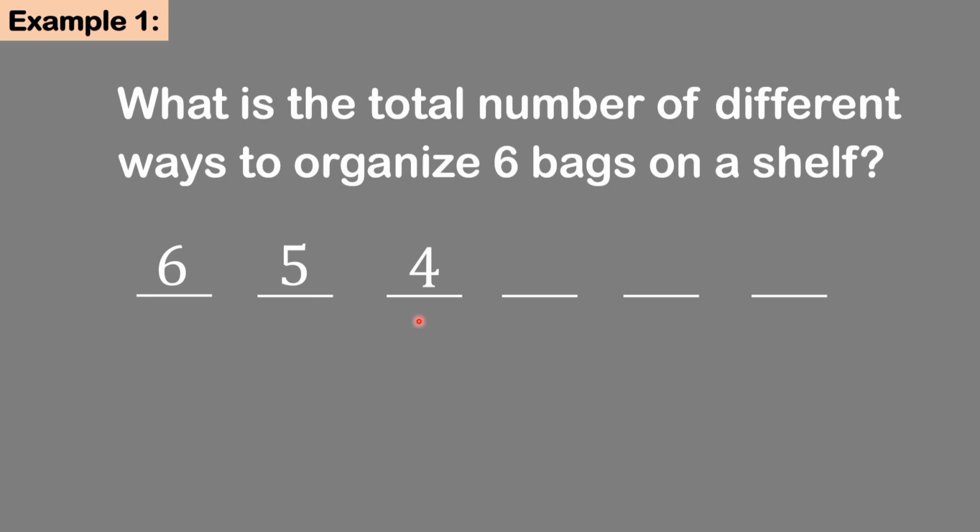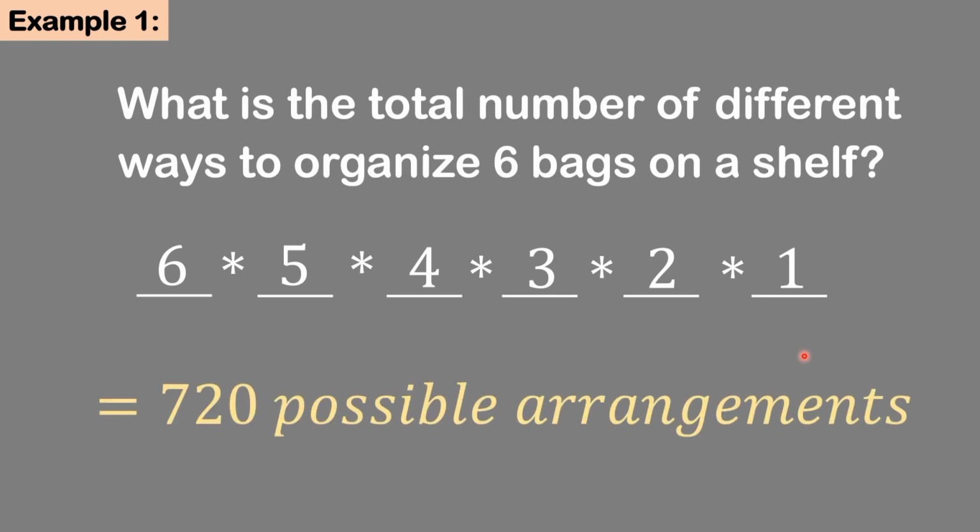For the third, there are 4 choices. For the fourth, there are 3 remaining bags. And then for the fifth position, there are 2 remaining bags. And for the last position, that's for the last bag. Then multiply. Therefore, the total number of different ways to organize the 6 bags on a shelf is 720.